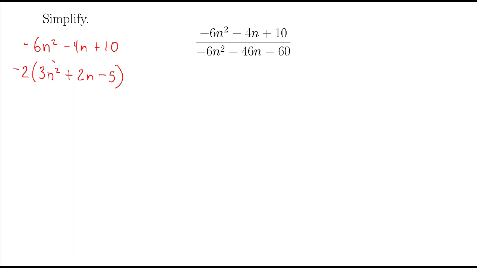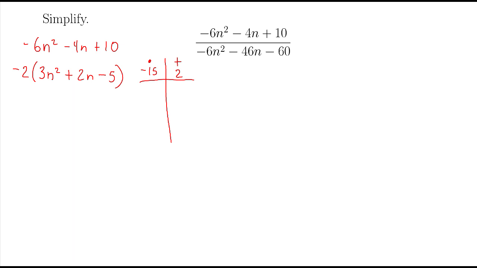Since there's not an understood 1 in front of this n squared, it's a 3 instead, we have to factor this with the AC method using the full set of steps. So I need two numbers that multiply together to be negative 15, the product of 3 times negative 5, but add together to be the middle number 2.